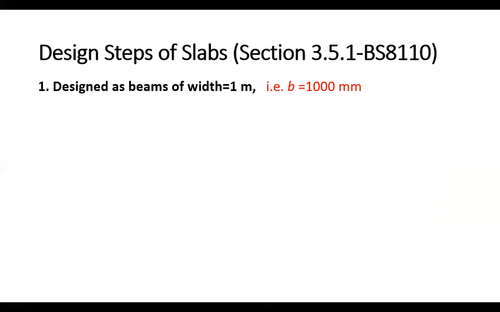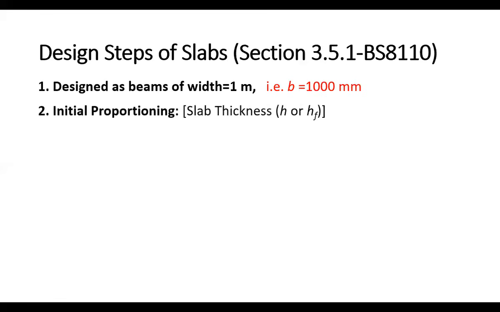What are the design steps? As you know, in this course we are following the BS code 8110, and we are going to follow section 3.5.1. The design steps: the first thing is we design the slab as a beam. As I told you, we take a strip of 1 meter. So the beam will be assumed as 1000 millimeters. So the design will be as a rectangular section of height equals the H of the slab, and B, the width of the section, equals 1000 millimeter.